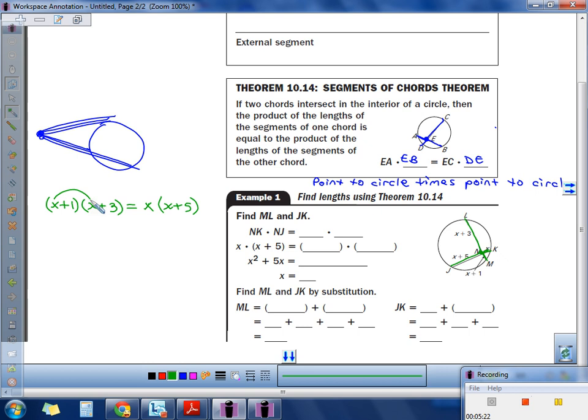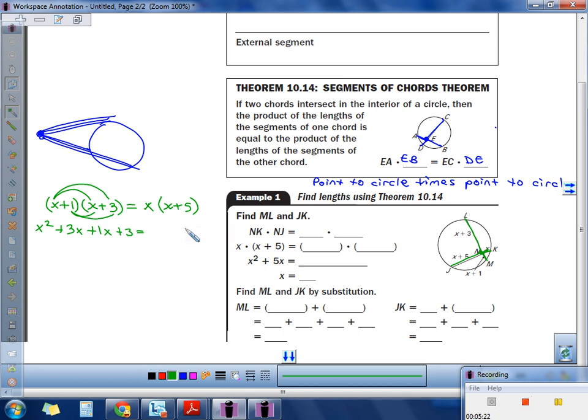So x times x, that's the first term, that's the F. So x times x is x squared. Then x times 3. I like to think of this as repeated distribution. I'm distributing that x to both terms. X times 3 is 3x. Now I'm done distributing that x, and I've got to move over and distribute that 1. 1 times x is 1x, and 1 times 3, plain old 3.